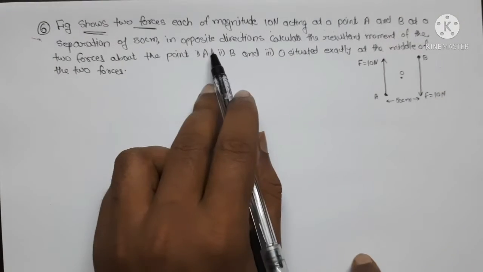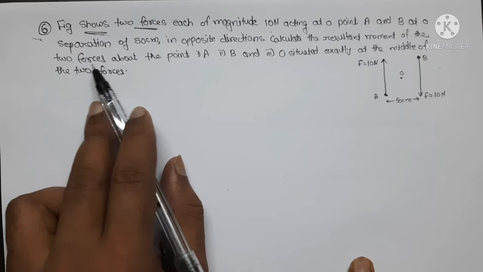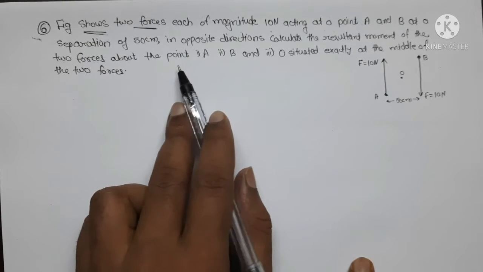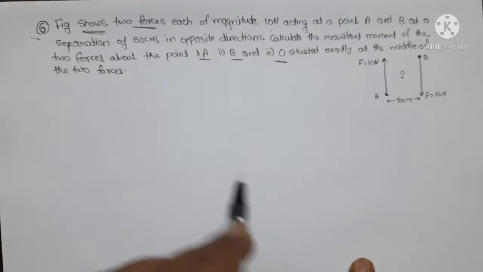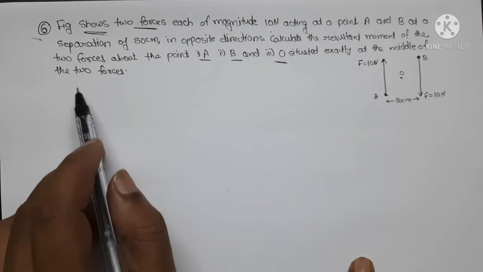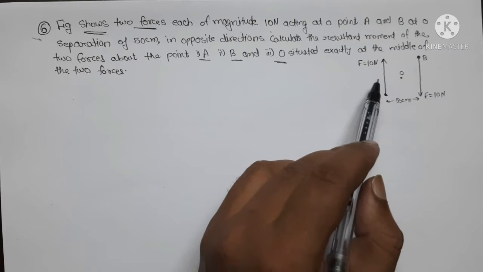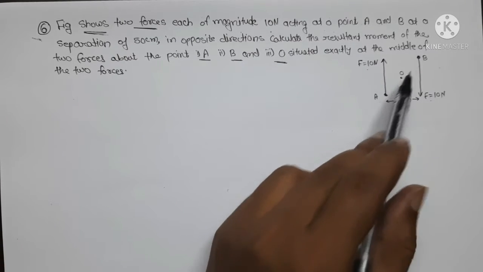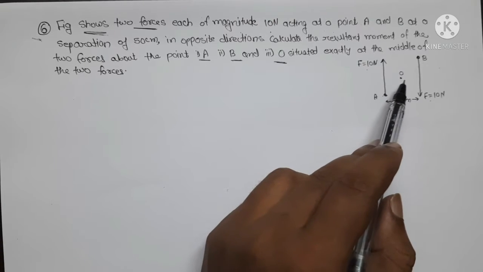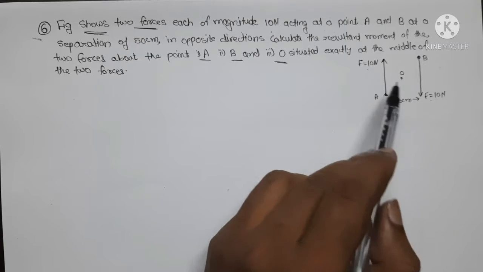The forces are in opposite directions. Now calculate the resultant moment of force of the two forces about the point A, about the point B, and about the point O situated exactly at the middle of the two forces. So what is the question? We have two forces, F is equal to 10 Newton, similarly F is equal to 10 Newton, at two different points A and B. And this is the point O, which is exactly in the middle of these two points.